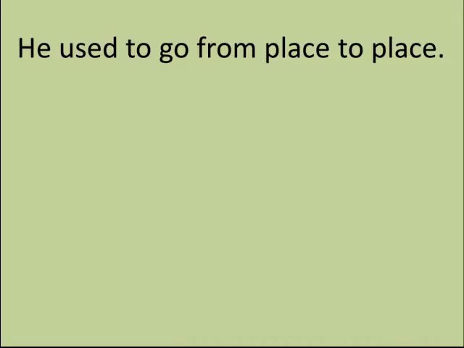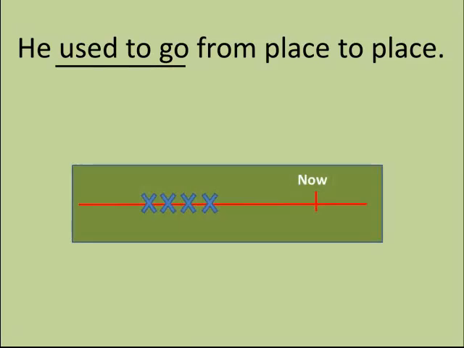So now we look at the target language. He used to go from place to place. This is clearly something that happened many times in the past. It doesn't happen now. So the sort of concept check questions you might ask for this are, did he go many times from place to place? Yes. Does he do it now? No. And you can draw this timeline to clarify for them.